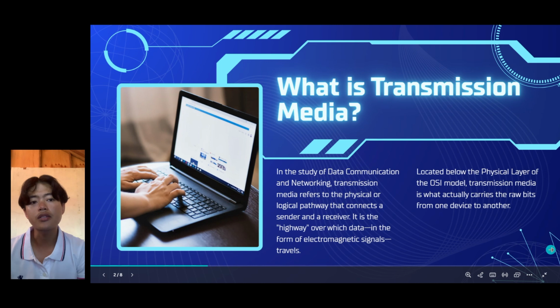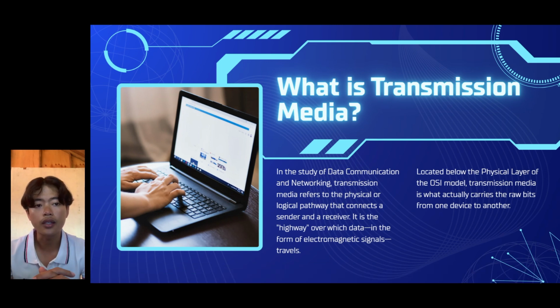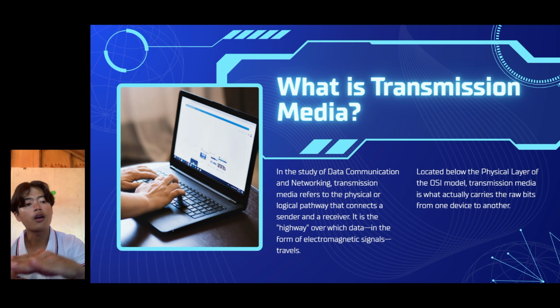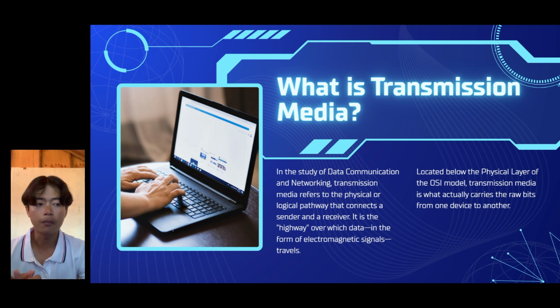Transmission media, in the study of data communication and networking, refers to the physical or logical pathway that connects a sender and receiver. It is a highway over which data in the form of electromagnetic signals travels, located below the physical layer of the OSI model. So transmission media is what actually carries the raw bits from one device to another.